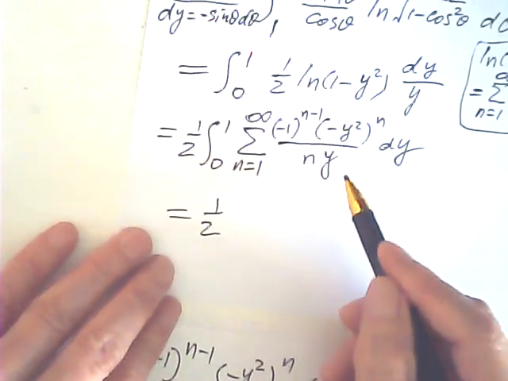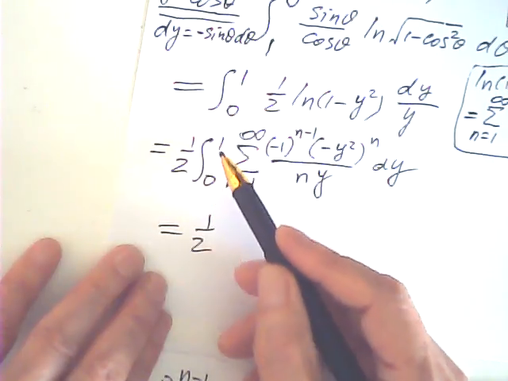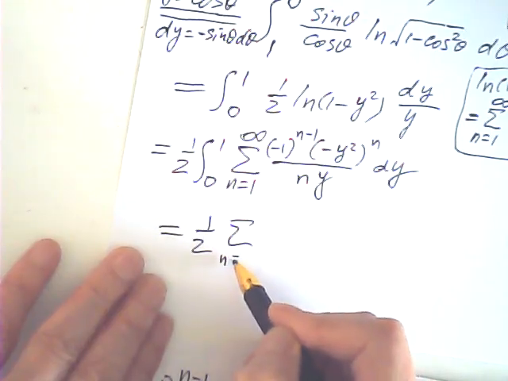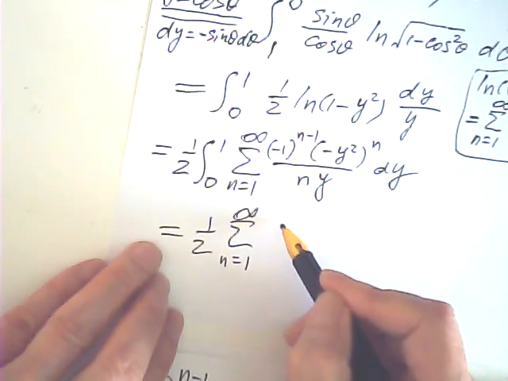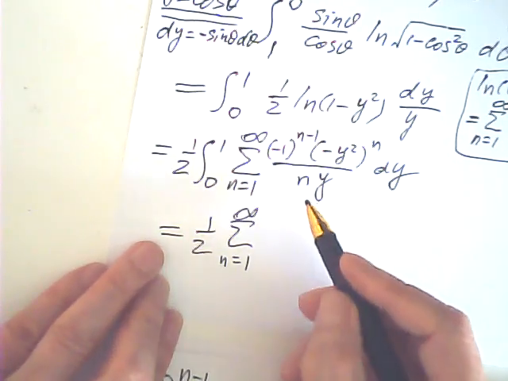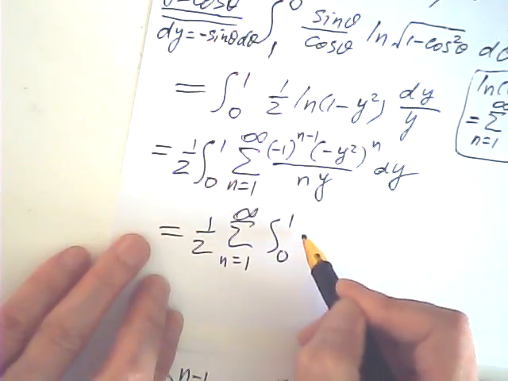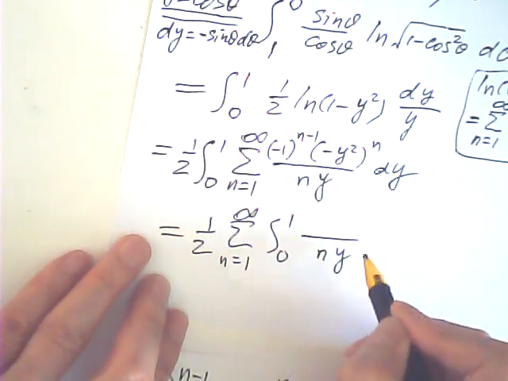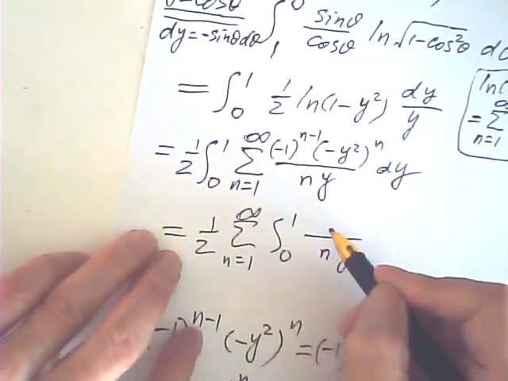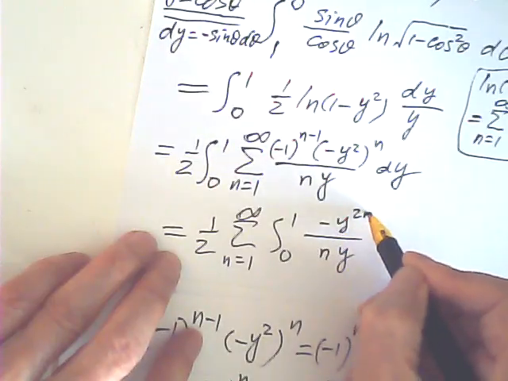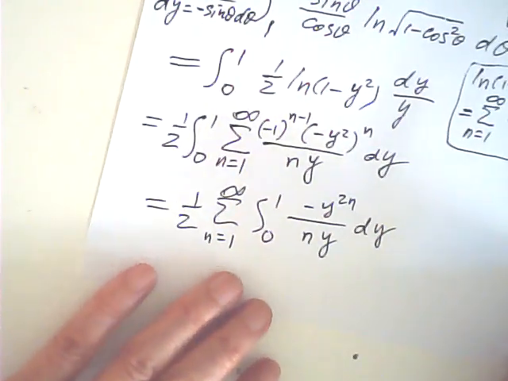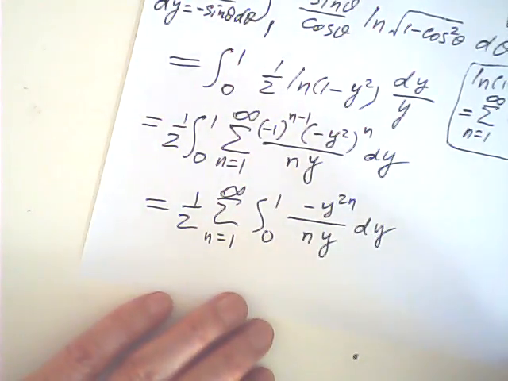So this one is equal to 1 half. Since this series is convergent between 0 and 1, therefore we can switch the operator, and then it becomes the integral from 0 to 1 and n y, with negative 1. Okay, good. See, that is the numerator.